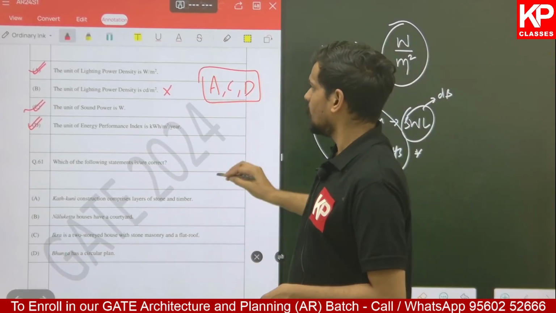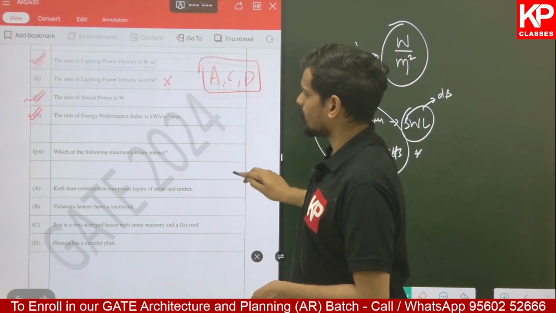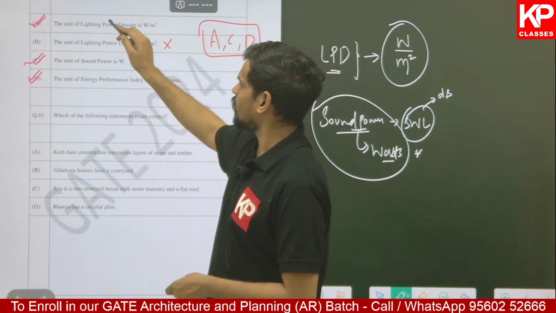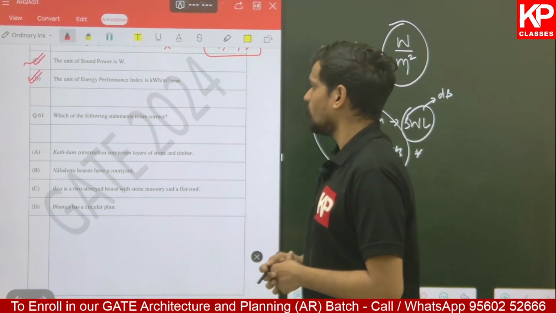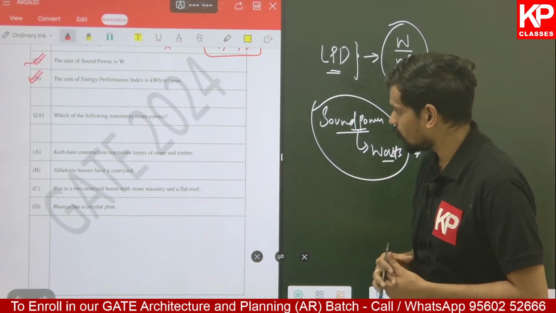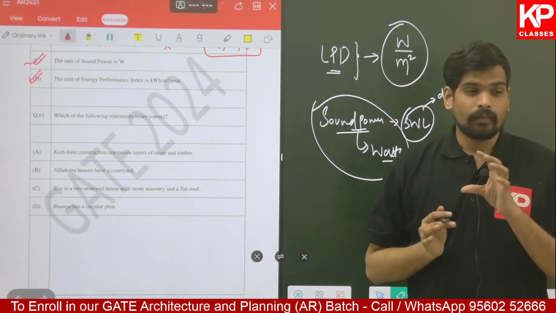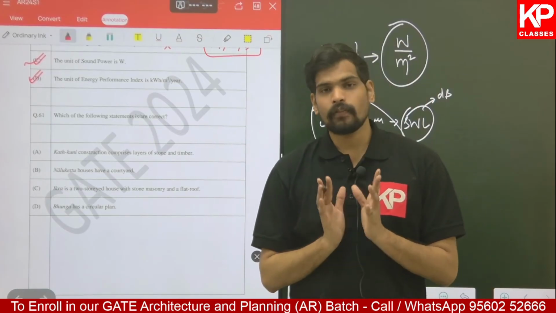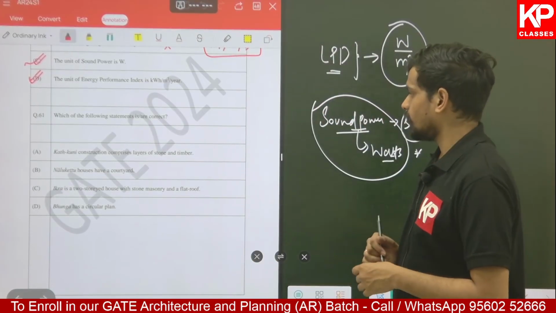The next question. The next one, again it is a multiple select question, which is question number 61. Let us try to answer this one. Which of the following statements are correct? Again, if you look into the options, it is various terms used in the context of vernacular architecture. That's the area of this question.